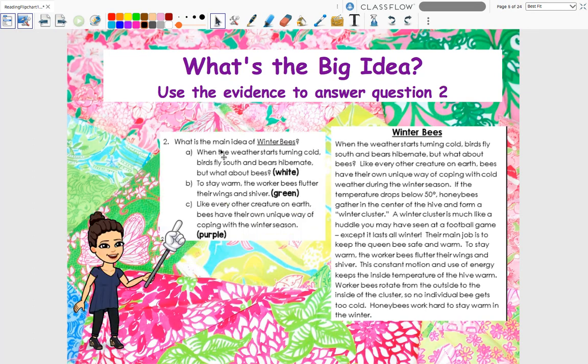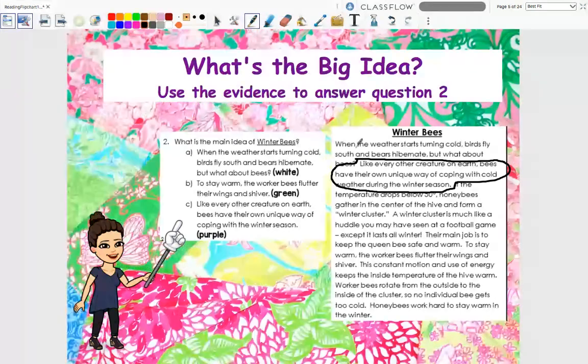Again, it's asking, what is the main idea of winter bees? Okay, so again, we know that main idea. Why not? Let's circle it one more time. They have their own unique way, right, of coping with the cold during that winter season. Okay, let's find something that matches it. When the weather turns cold, birds fly south and bears hibernate. But what about bees? Well, that is the first sentence. Does that really hit home of what the whole thing is about?